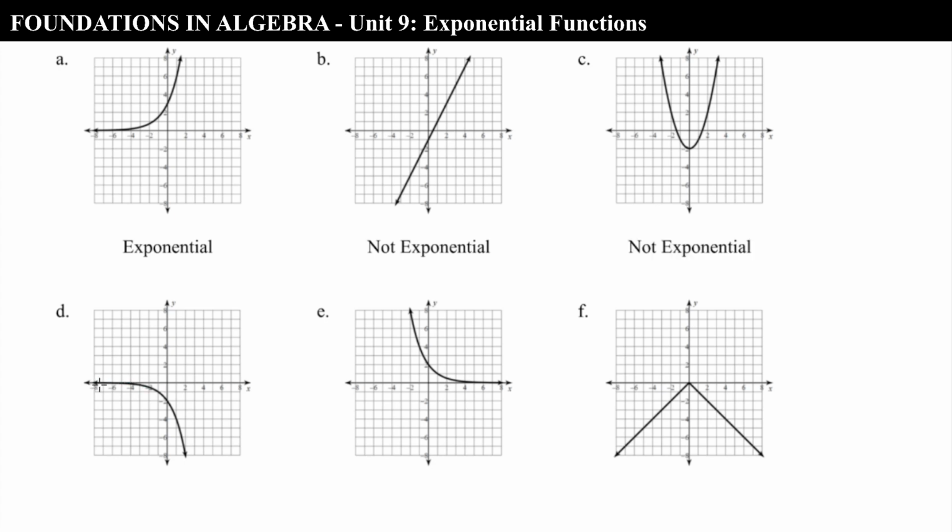D, we have that general shape again, growing very slowly on this side, growing very quickly on the other side, except in this case, we're actually not growing, we're going more negative. But it does have that shape, so it is exponential. Same thing for E. We're growing very little on this side, growing a lot on this side, so it's exponential. And then F, we just have a couple of straight lines. This is actually, for those of you who don't know this yet, an absolute value function, so it's not exponential.